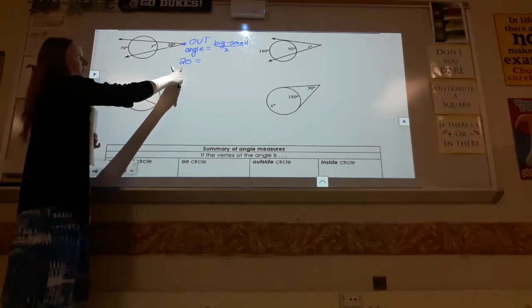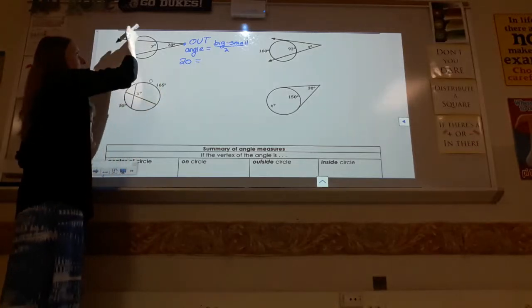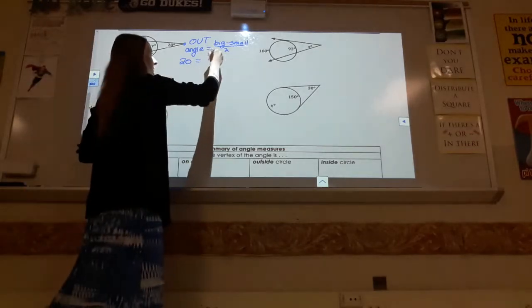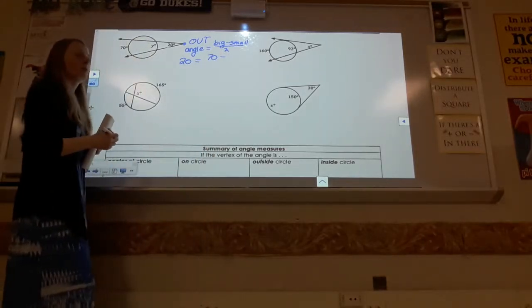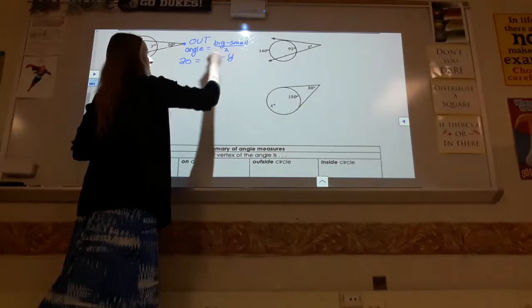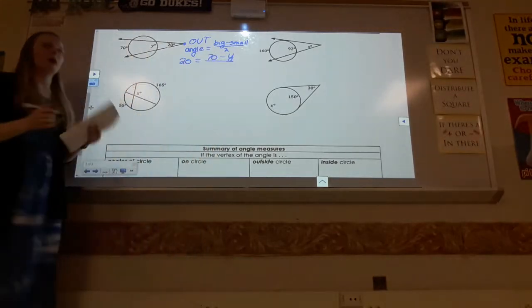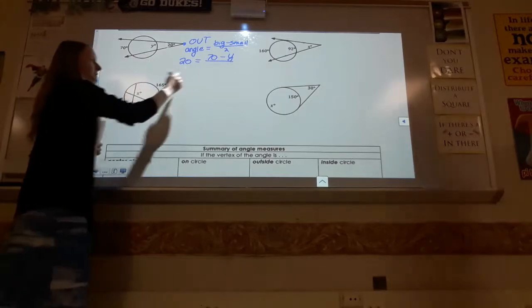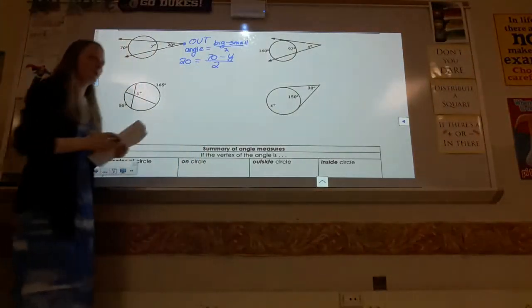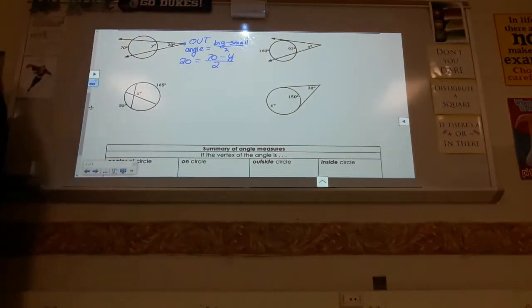What's the big arc? 70. The bigger arc is right here visually, so I have 70. What's the smaller arc? The smaller arc is right here, guys. Look, use your eyes, okay? Bigger arc, smaller arc, right there. And then you're dividing that by 2. So again, once you know what the formula is, you plug everything in, and then we solve.